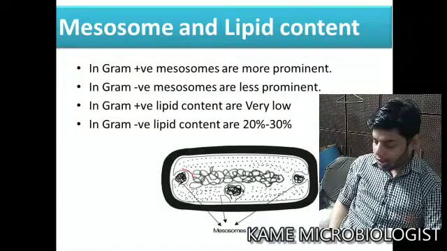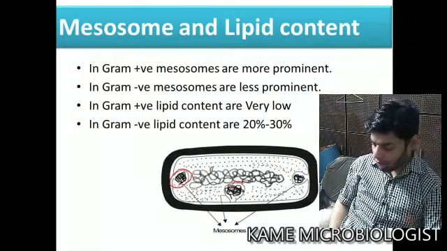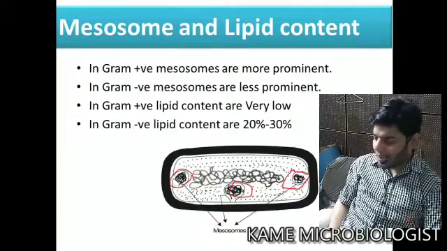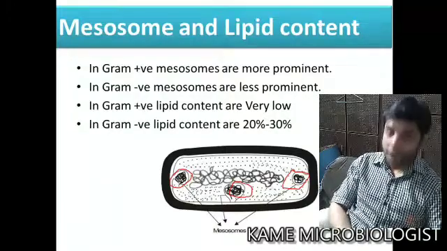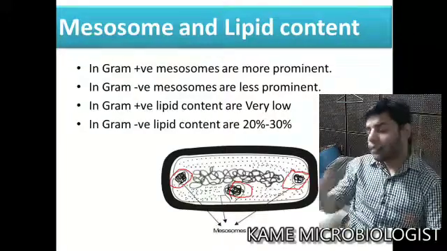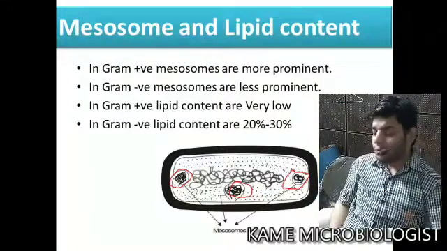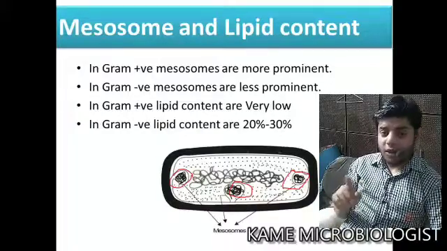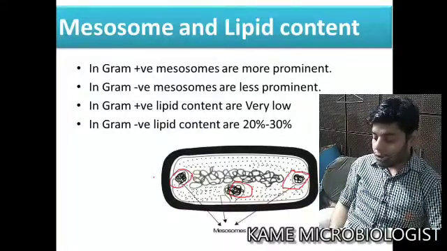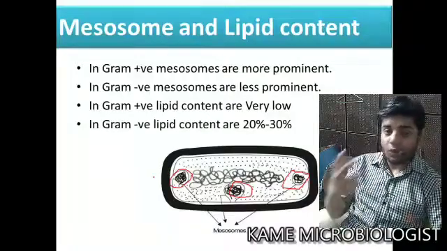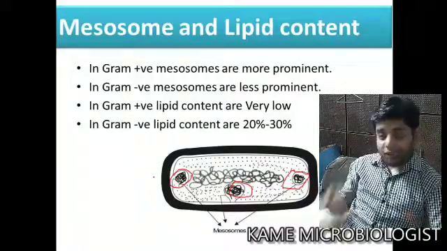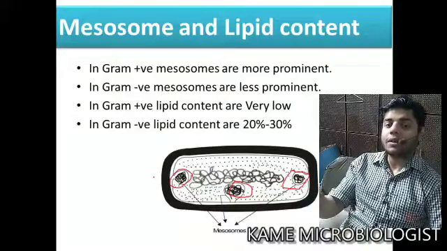As you can see, this is the mesosomes. It is more prominent in the case of gram-positive bacteria, but less prominent in the case of gram-negative bacteria. Now what is the function of the mesosomes? It is more prominent in gram-positive bacteria because the mesosome function is to help in the cell wall formation. As it has a thick cell wall, that's why it helps in the cell wall formation.